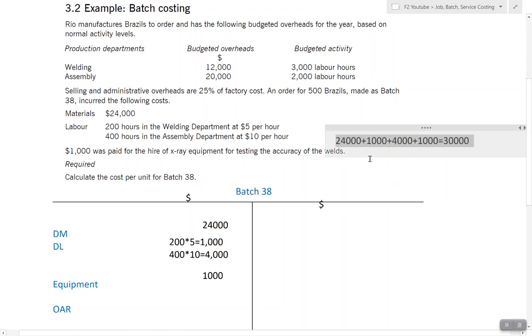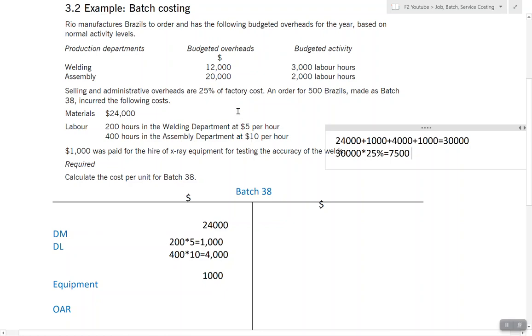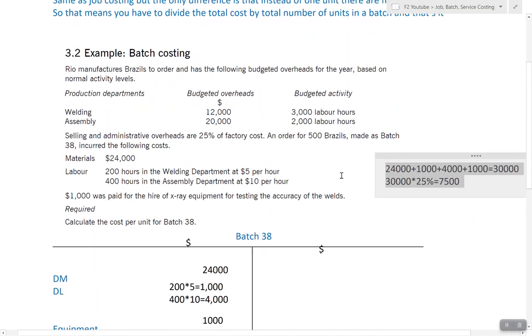So we have 24,000, 1,000, 4,000, and then 1,000. Yeah, becomes 30,000. 30,000 multiplied by 25% becomes 7,500. Sorry, I've left the overheads. This is factory cost. We have overheads somewhere as well. This is factory overheads, 25%. This is sales and distribution. We have factory overheads as well. Yeah, here.